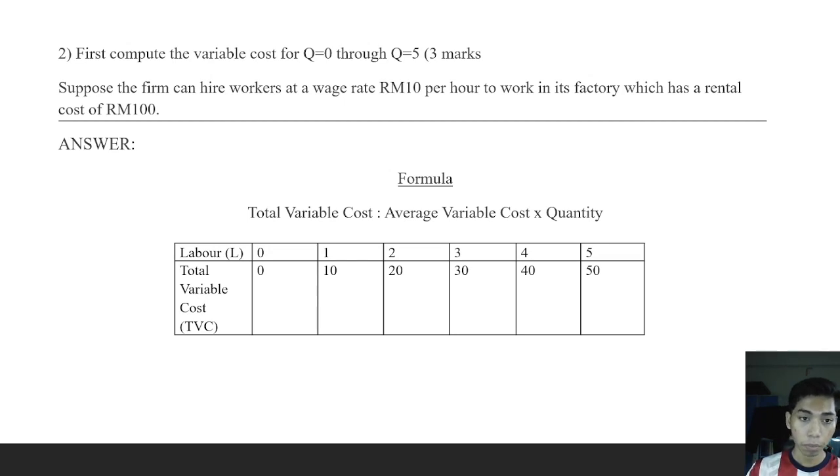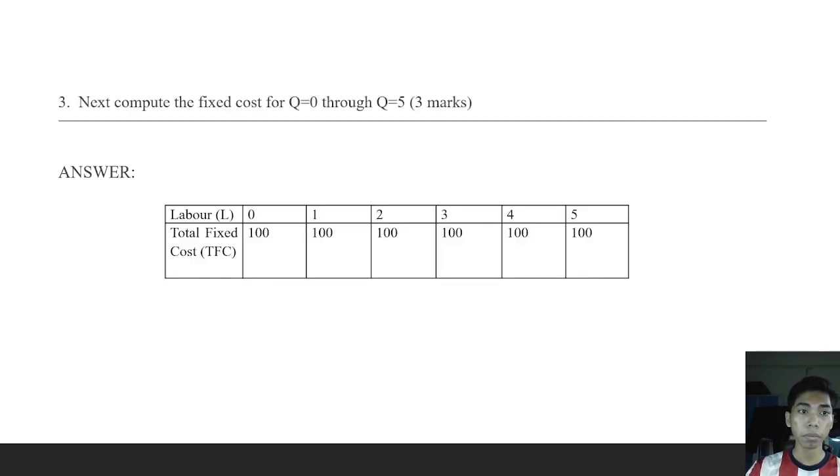So if the labor is 1, it must be multiplied by 10, so the total variable cost we get is 10. If the labor is 2, the labor must be multiplied by 10, so the total variable cost is 20. So in conclusion, if labor increases, the total variable cost will also increase.